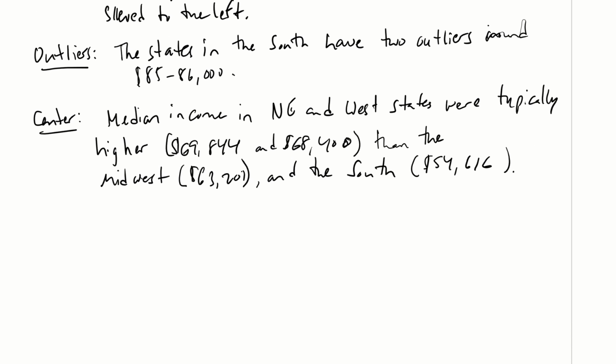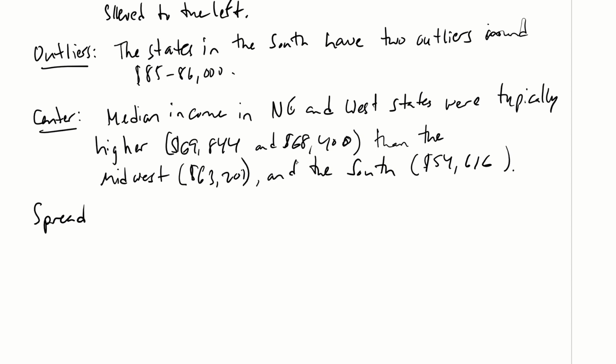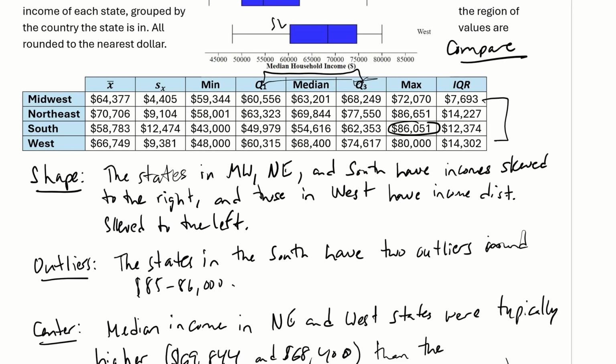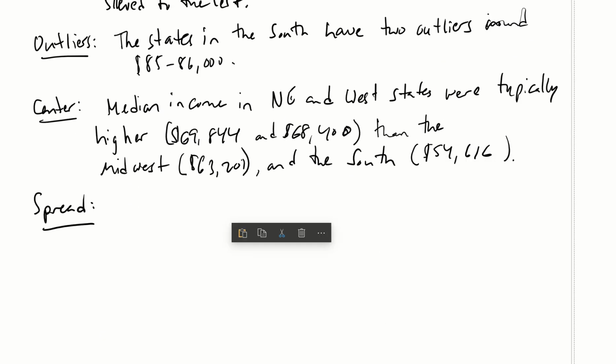Okay, shape, outlier, center and spread. So which states have variation that's greater? So we got to look at the IQRs. Oh, actually they give you the IQRs here, which is very nice. But you would take the third quartile minus the first quartile. That's how you get the IQRs. But they give it to you here, so that makes it easier. So we can see that Northeast and West have the highest spread, and then Midwest has the lowest spread. Okay, so we're gonna talk about that.